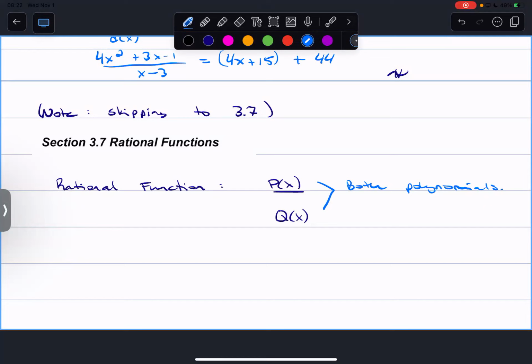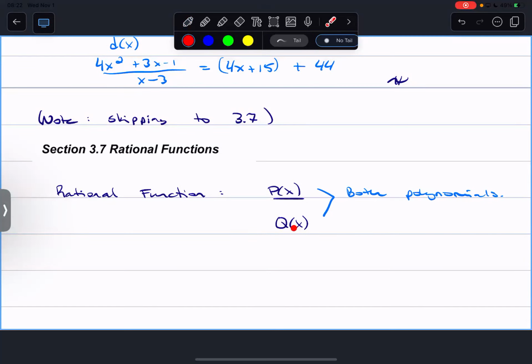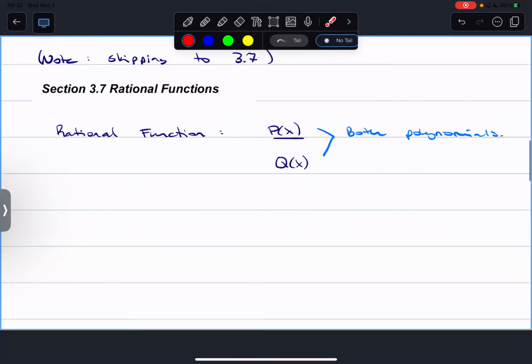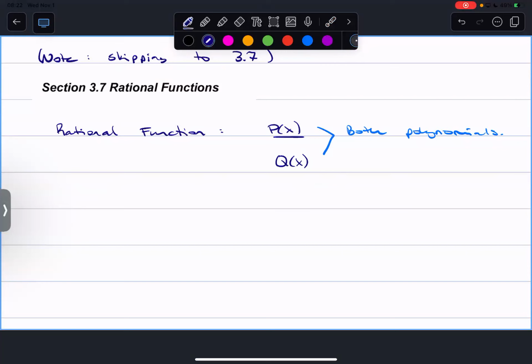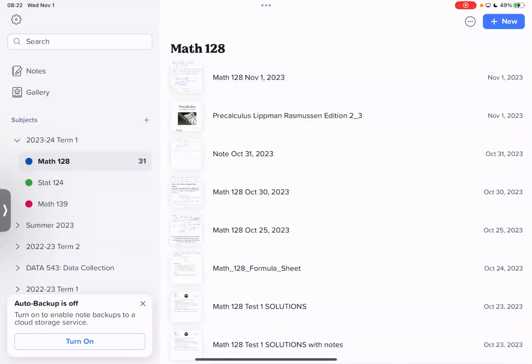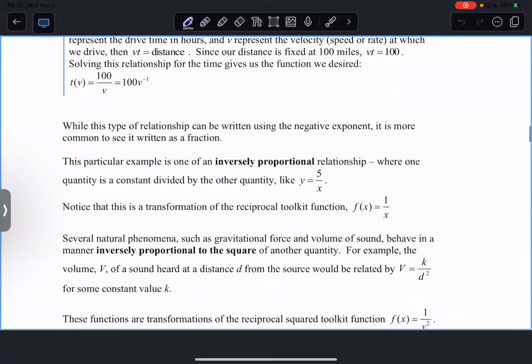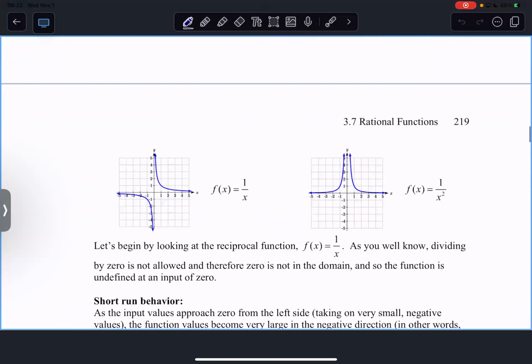One of the things that's going to happen is q of x might be bigger than p of x, bigger in the sense that the degree is higher, right? And so then in the long run behavior, what's going to happen is you might have something that looks like 1 over x, right, in the long run. Now 1 over x looks like, and let me just grab it. Both of them.